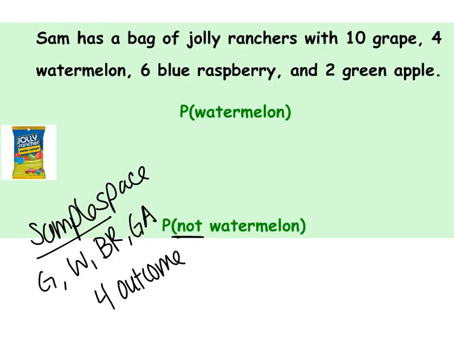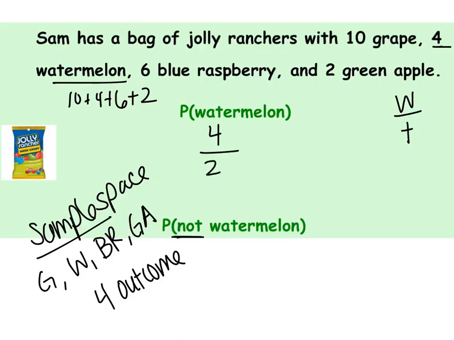Alright, so the first thing that we want to do, remember, our probability is what we want over total. You want watermelon, so there are 4 watermelon out of a total of 10 plus 4 plus 6 plus 2. So that is a total of 22 altogether. So technically, your fraction for watermelon, 4 over 22, is your probability, but we are not done. Remember, we must simplify it down. So again, 2 is the common factor yet again. 2 goes into 4 twice, and it goes into 22 eleven times.